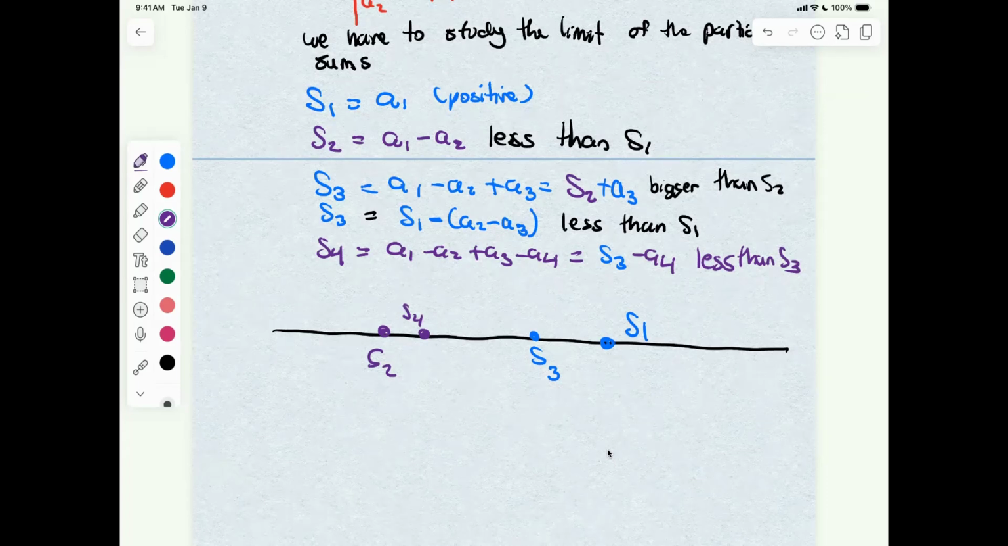And the pattern goes on forever. So S5 is somewhere here, S6 is somewhere here, S7. So what ends up happening is that the partial sums are approaching a fixed number somewhere on the number line, okay? Which would be the limit as n goes to infinity of S of n.